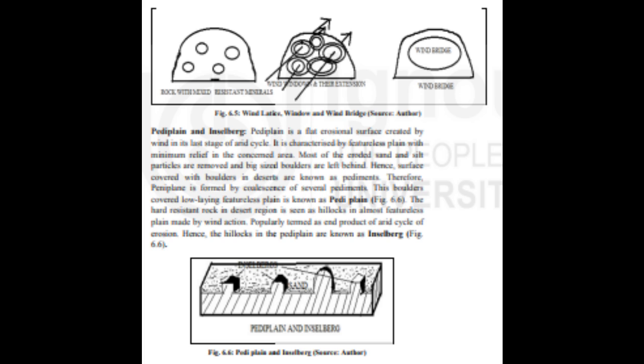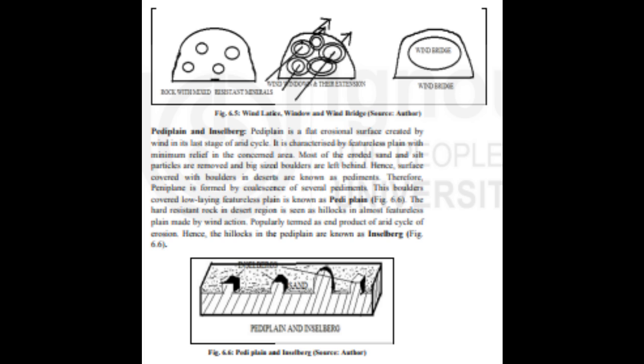Wind lattice, window and wind bridge. Window and bridge created by winds are the result of special type of rock found in the path of prevailing wind. When the rock made with mixed resistance mineral is found in the prevailing wind direction in hot desert region, wind erodes the soft mineral rock particles very quickly and easily. In this way, several holes are made in such rock. The several holes in a rock look like a lattice, hence it is called wind lattice. Fig. 6.5.